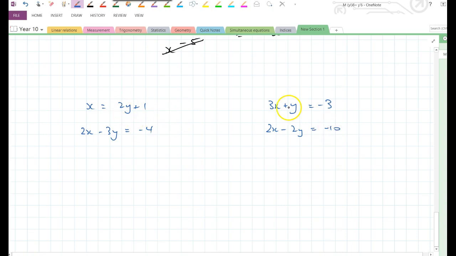Okay, so they look different. This one here is lined up, and when it's lined up like this, we've got our x's and our y's lined up in our numbers.